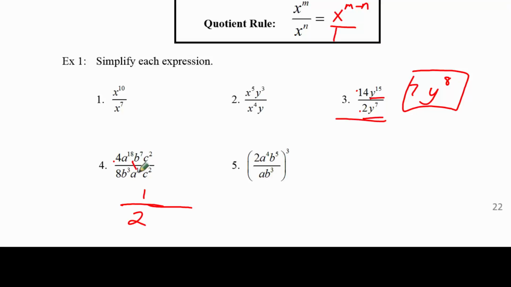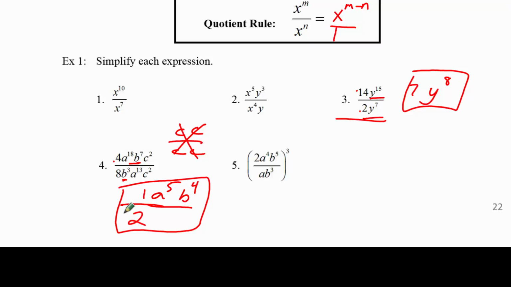Now, you may or may not need a big fraction bar, but it doesn't hurt to put it there. Now, I know the a's are kind of across from each other. It doesn't matter. It's still top minus bottom. 18 minus 13, that would be a to the 5th. And then b's, 7 minus 3, that would be b to the 4th. And then what happens with these c's? Is it going to be c to the 0? Is it blank? Well, think about it this way. cc over cc. We cross them out. You can put a 1 there if you want, but we are good. They cancel out entirely.